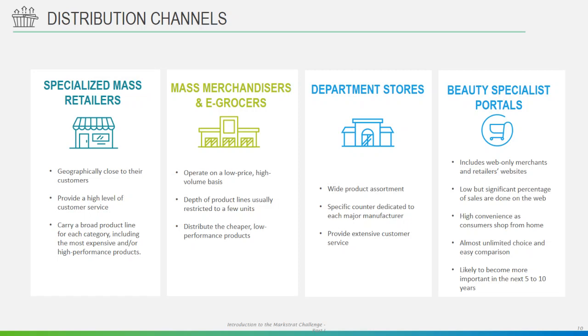You can sell these products through 4 different channels: specialized mass retailers, mass merchandisers, department stores, and beauty specialist portals. Specialized mass retailers are like CVS and Walgreens. Mass merchandisers, we're talking Walmart, Target. Department stores are larger stores that have makeup counters, think about Macy's or Dillard's. And the beauty specialist portals are online beauty product only websites where customers can go online and not have to go into a store.